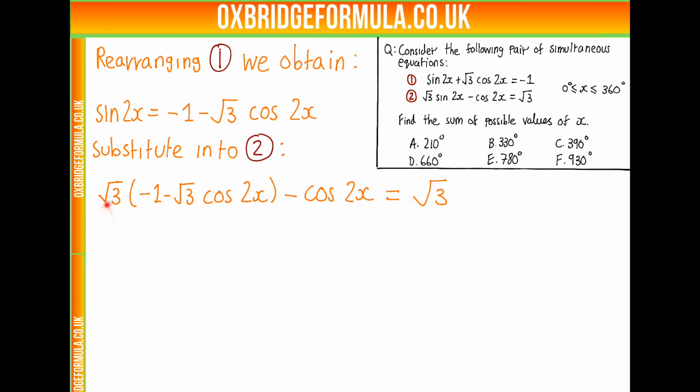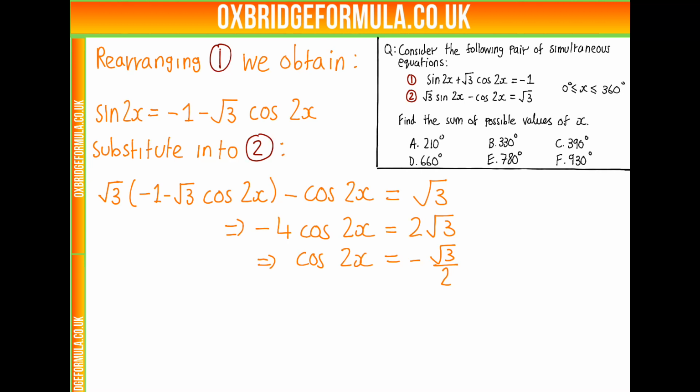So we've got root 3 times root 3, so 3, minus 3 cos 2x minus cos 2x. So we get minus 4 cos 2x on here, and let's add root 3 to get this to the other side. To obtain minus 4 cos 2x is 2 root 3. Divide both sides through by minus 4, and we have cos 2x is equal to minus root 3 over 2.